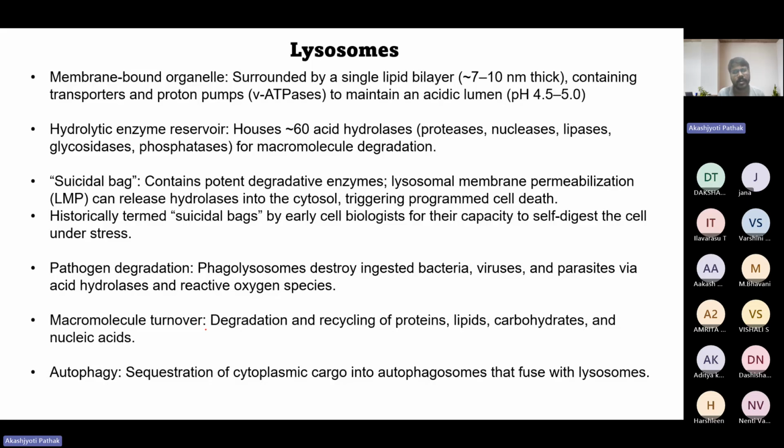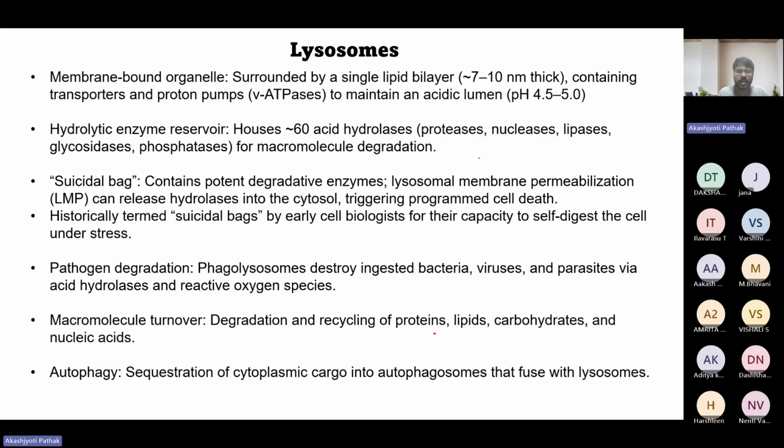Another function is macromolecule turnover, because it helps in degradation and recycling of proteins, lipids, carbohydrates, and nucleic acids. Another important property of the lysosome is that it replenishes the cell. After a particular time, the organelles also age, or they lose their function. So the old organelles need to be replaced by new organelles. The clearing of the old organelles is done by lysosomes.